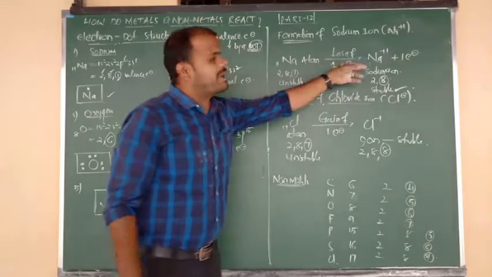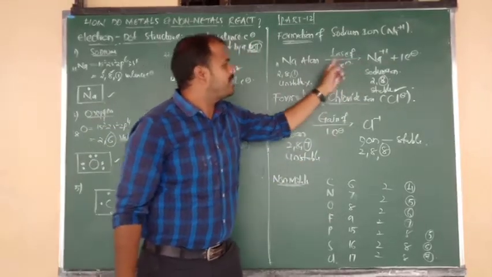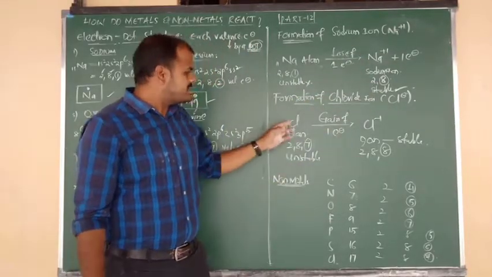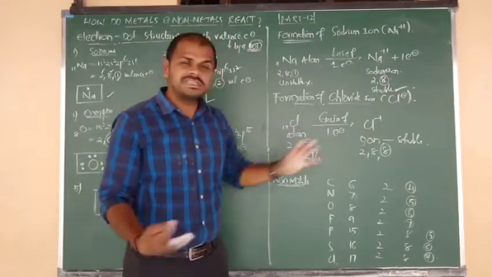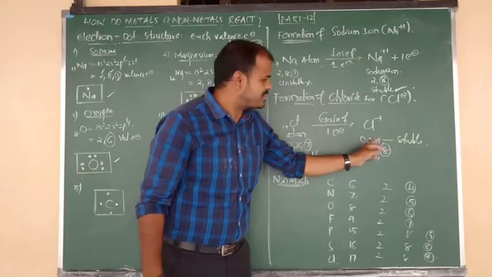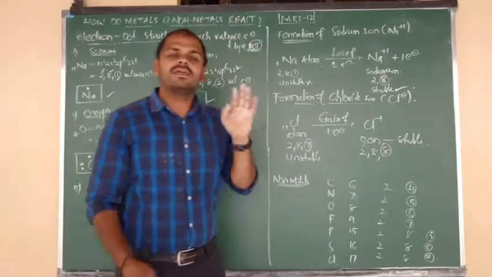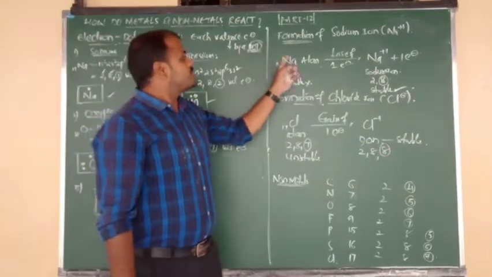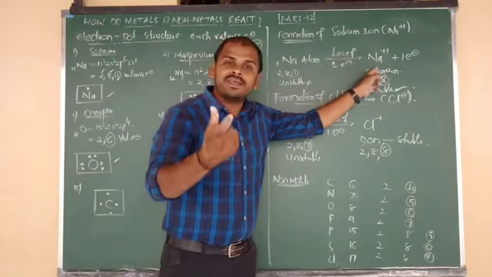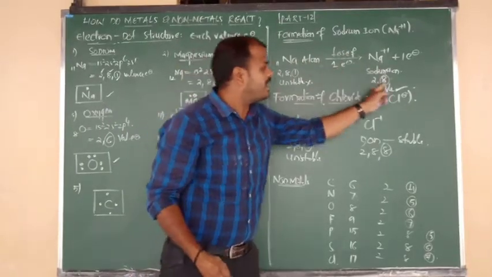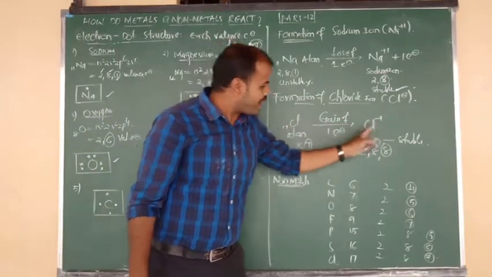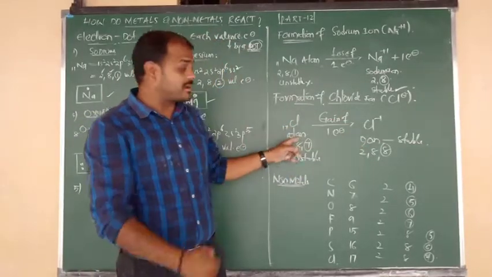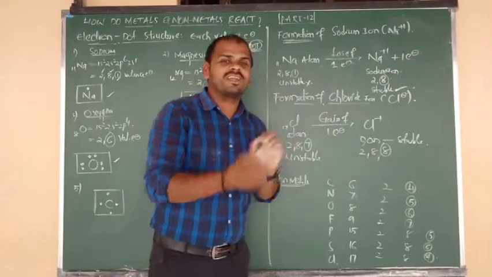So Na and Na plus, which is more stable? Na plus, because the outermost orbit contains 8. Cl atom and Cl minus, chlorine atom and chloride ion, which is more stable? Chloride ion is more stable because in its outermost orbit 8 electrons are there. So sodium atom changes into sodium cation by the loss of 1 electron and gets a stable octet. Chlorine atom changes into chloride ion by the gain of 1 electron, again getting a stable octet configuration.